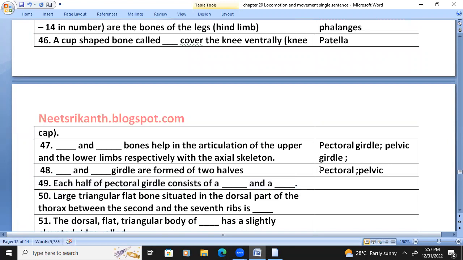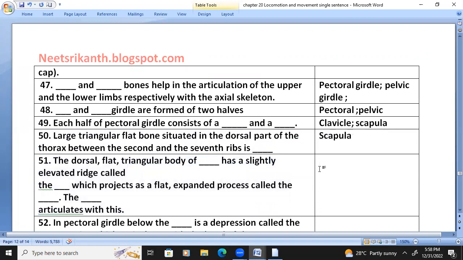Each half of the pectoral girdle consists of a clavicle and a scapula. The scapula is a large triangular flat bone situated in the dorsal part of the thorax between the second and seventh ribs. The dorsal flat triangular body of the scapula has a slightly elevated ridge called the spine, which projects as a flat expanded process called the acromion process.